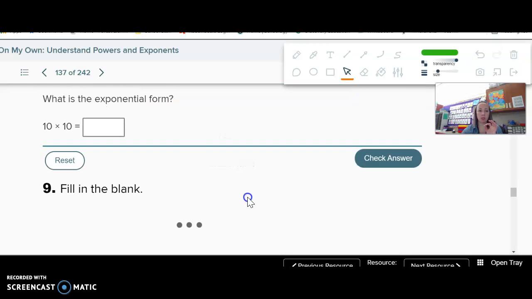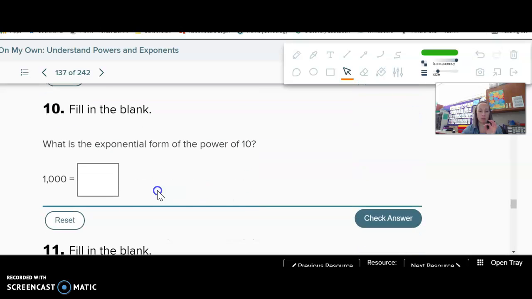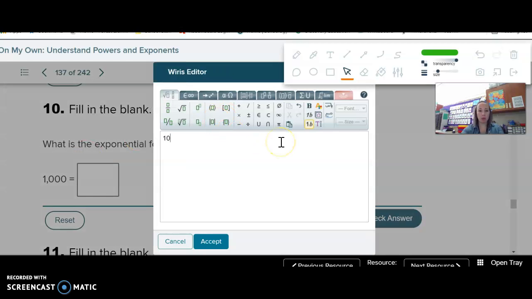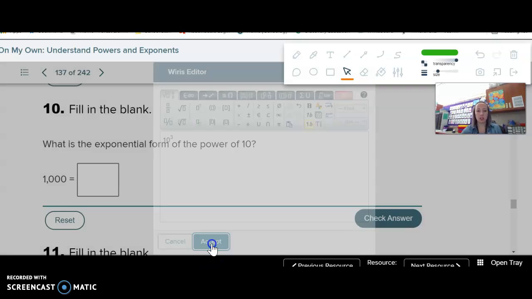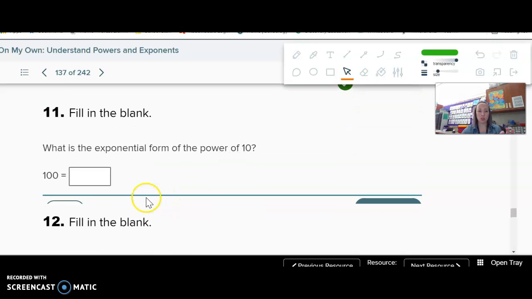I'm going to skip to one where we go from exponential form to the number, or from the number to exponential form. So what would 1,000 be with a power, with an exponential form? All right, remember, it has 3 zeros. That means it is 10 to the 3rd power. The zeros, the power, the number of factors always match.